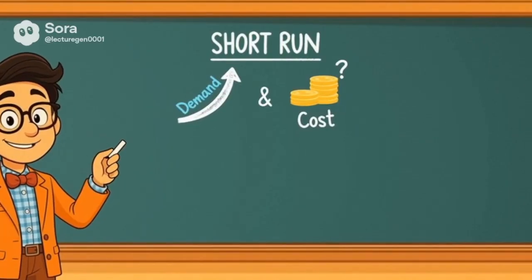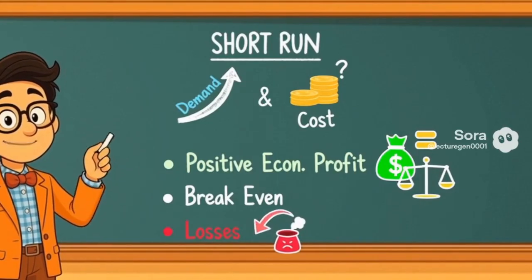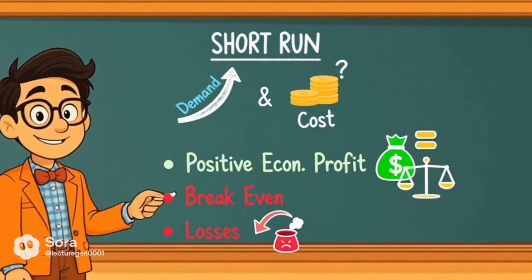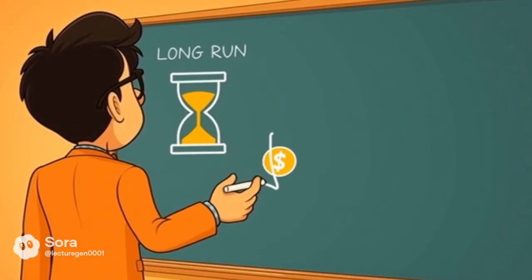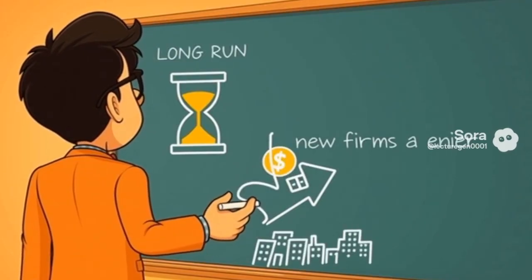In the short run, depending on demand and cost conditions, the firm may earn positive economic profit, break even, or incur losses. The long run changes everything. If firms are earning profit, new firms enter, attracted by the opportunity.